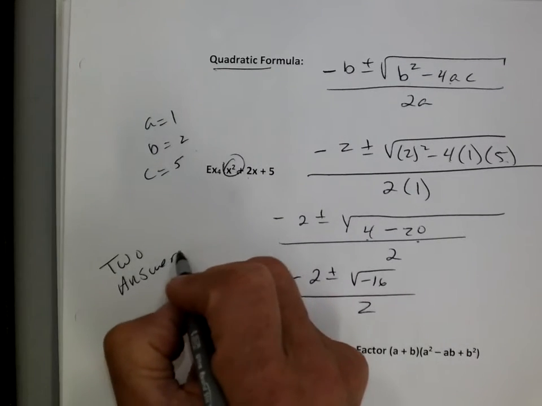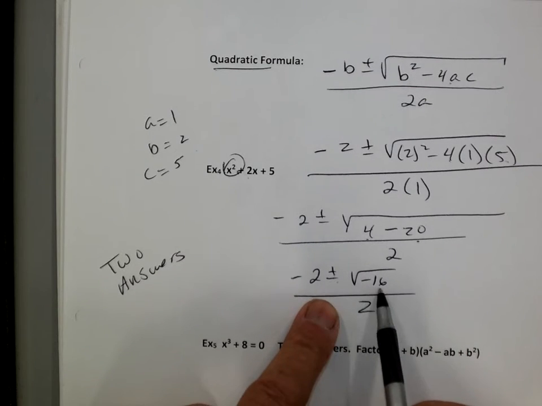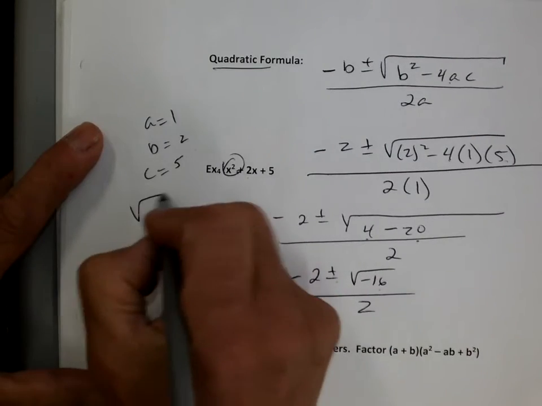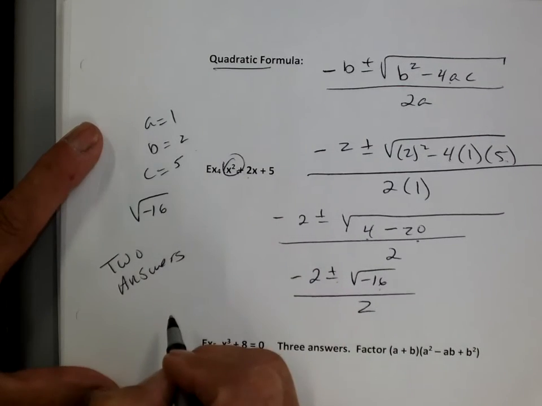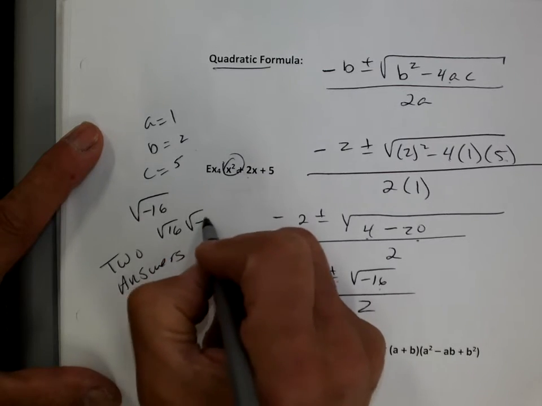Right? I know I need two answers, and I get it from the plus or minus. But let's finish this up. Let's do a little side work. What is the square root of negative 16? Well, that's going to be the square root of 16 and the square root of negative 1.